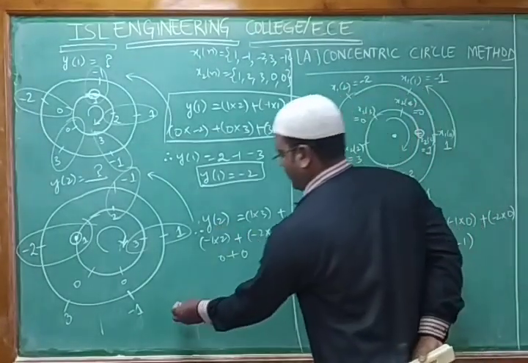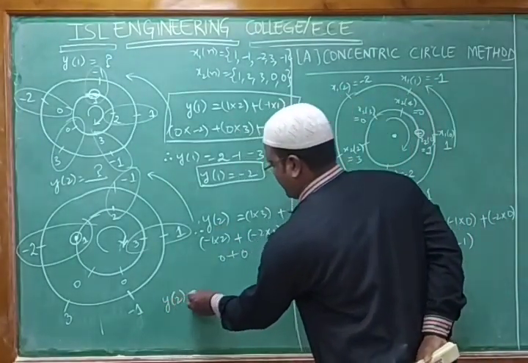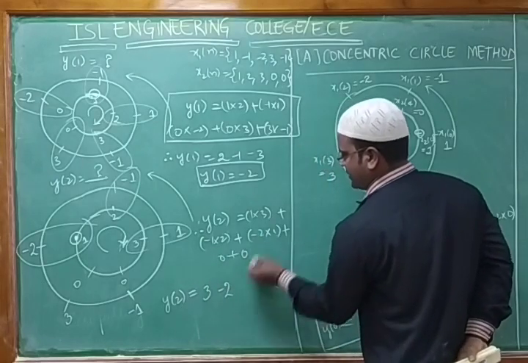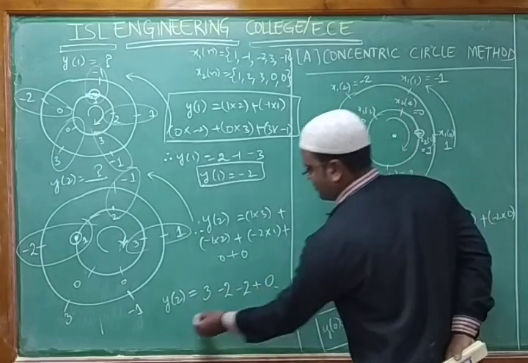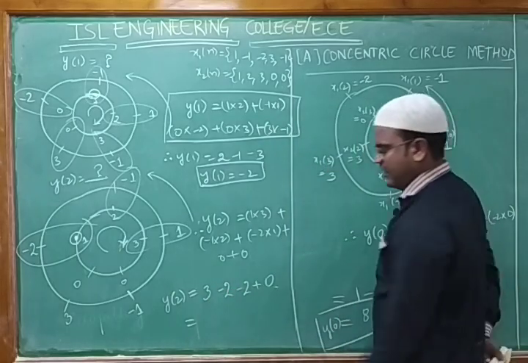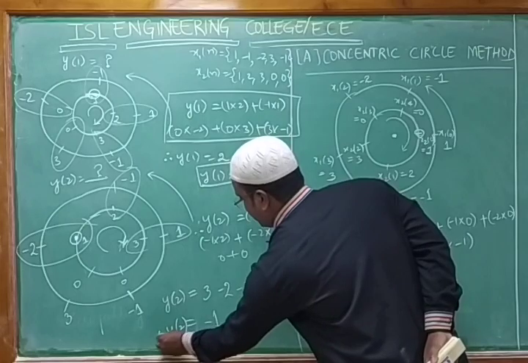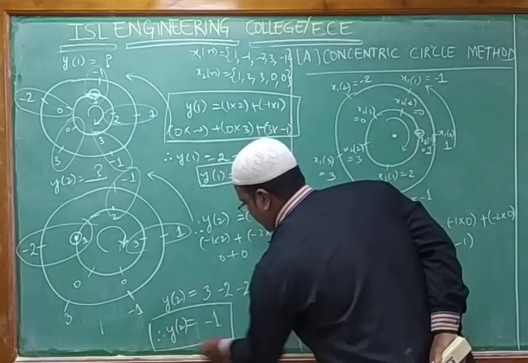So what did we get now? y of 2 is equal to, so 1 3 is 3, 2 1 is minus 2, 2 1 is again minus 2, plus 0. So 3 minus 2 is 1, 1 minus 2 would be minus 1. So we got y of 2. Therefore y of 2 we got this one.